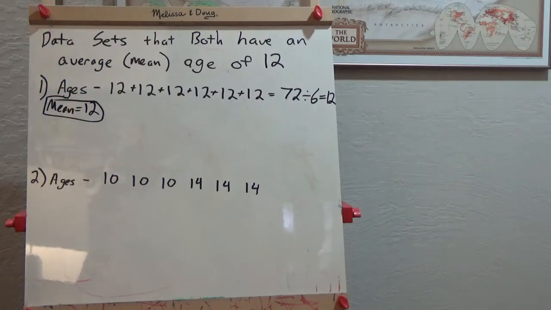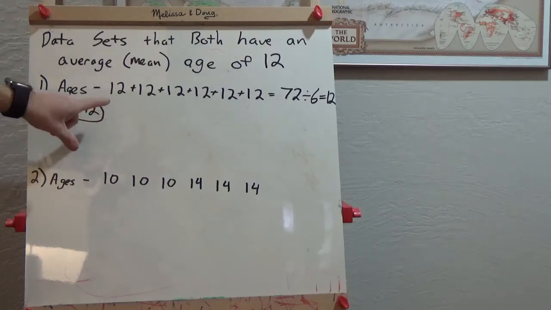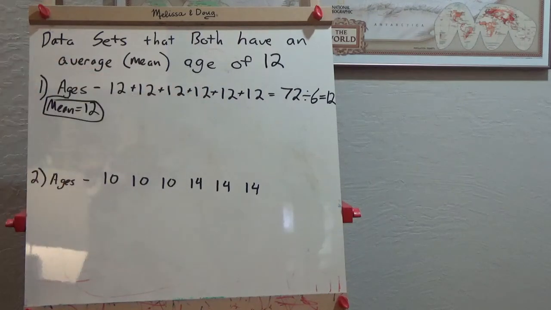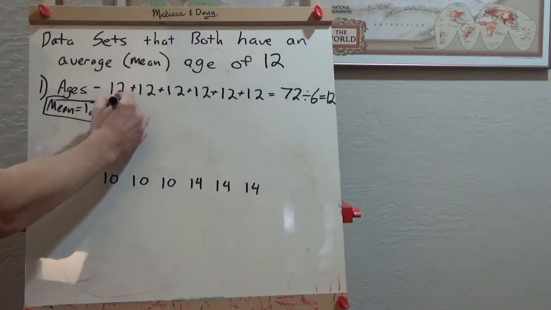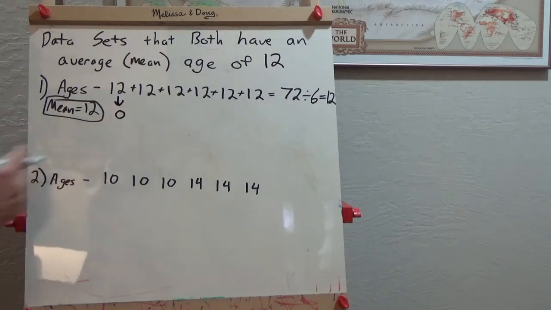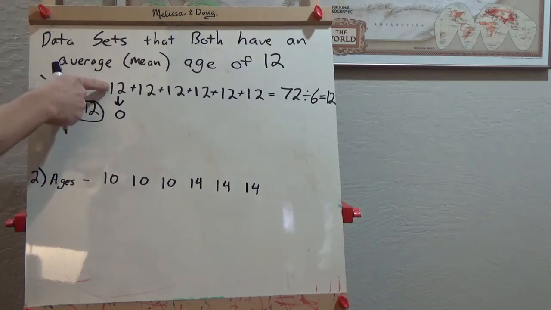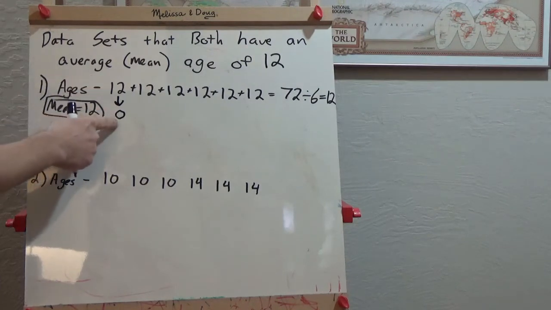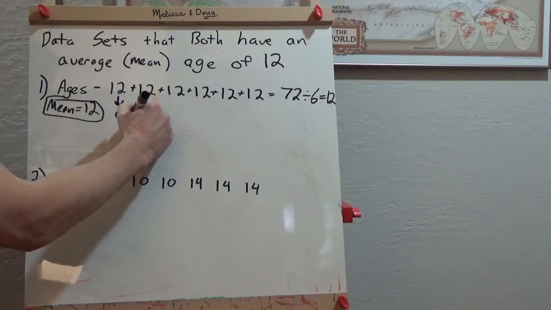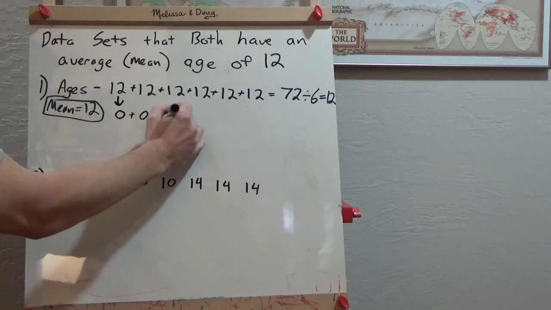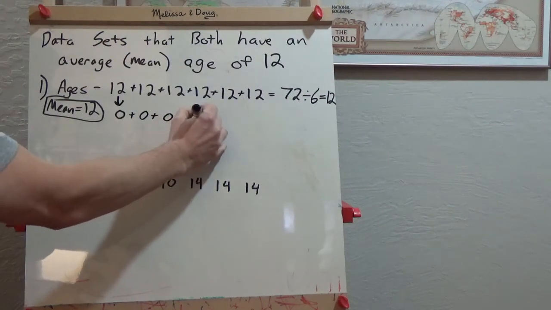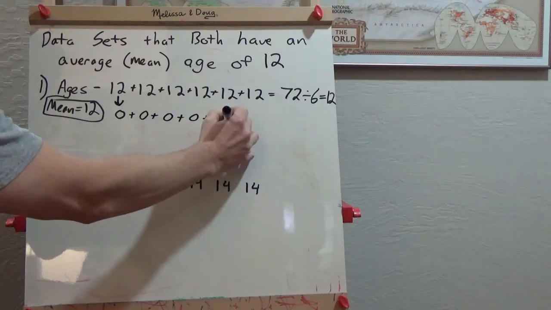Okay, now the next step to find the mean absolute deviation is we need to see how much each of these individual data points deviate from the average, and in this case the average is 12. So the distance that each of these is from the average is calculated by subtracting. So I subtract the 12 minus the 12 and I get 0. So what you can see is there's not much variability or deviation in this data set.